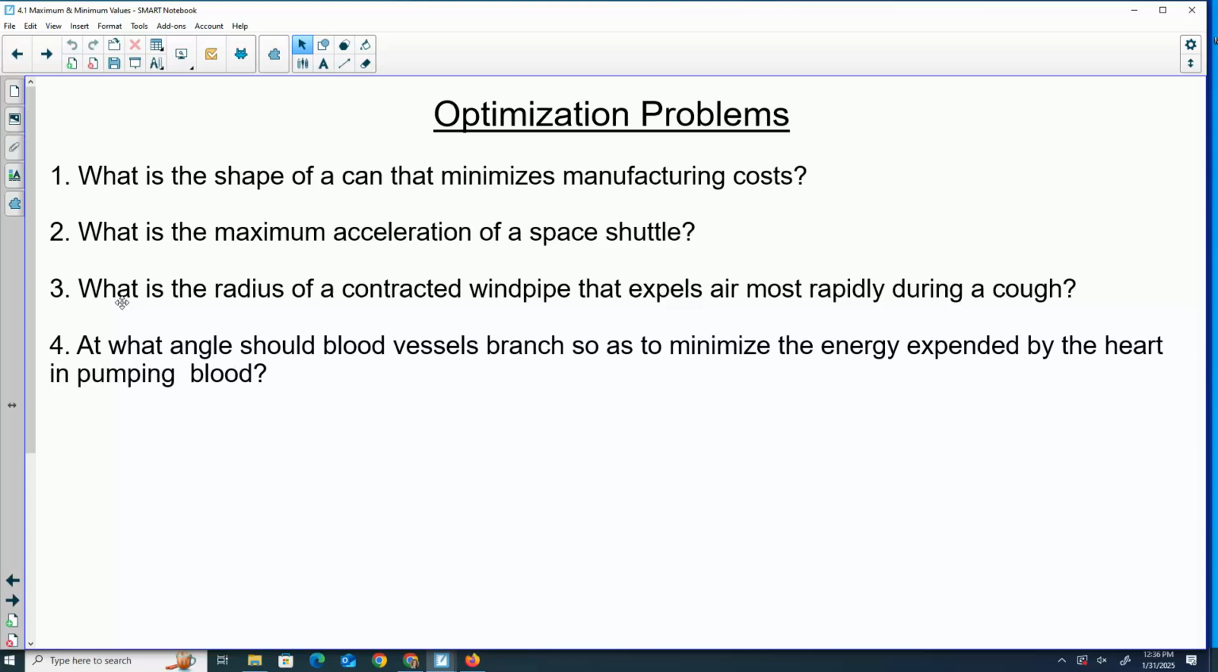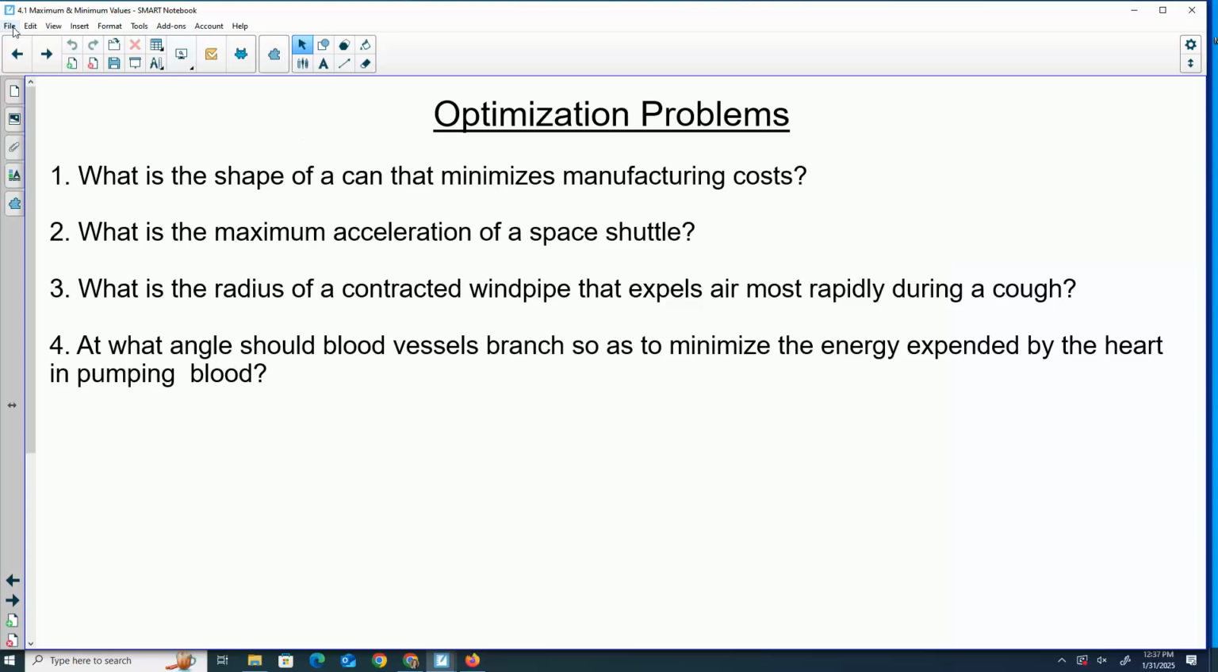Medical application: what's the radius of a contracted windpipe that expels air most rapidly during a cough? Seems very fitting right now. At what angle should blood vessels branch so as to minimize the energy expended by the heart in pumping blood? So these are all kinds of optimization problems.